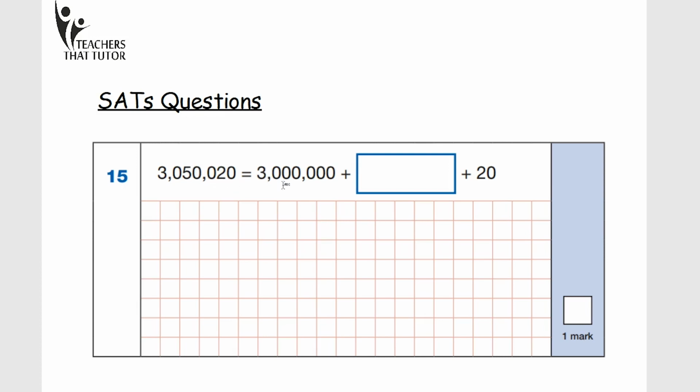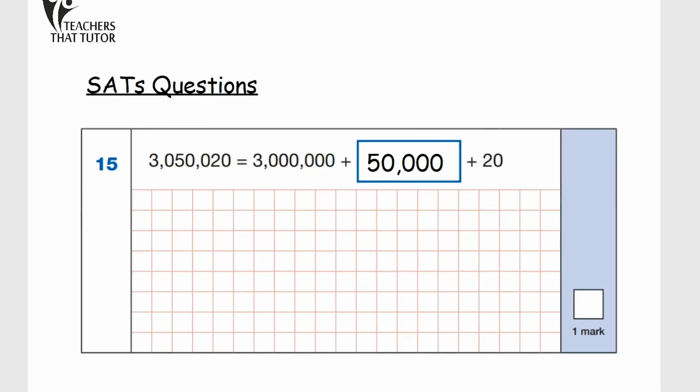So we call this to deconstruct, to partition a number, partitioning it into the different parts. We've got 3 million plus something plus 20. So we've got the 20, that's there. We've got the 3 million, that's there. But what's missing is the 5, and that appears in the tens of thousands column. So it would be the 50,000 that is missing. Okay, so there's a couple of SATs style questions.